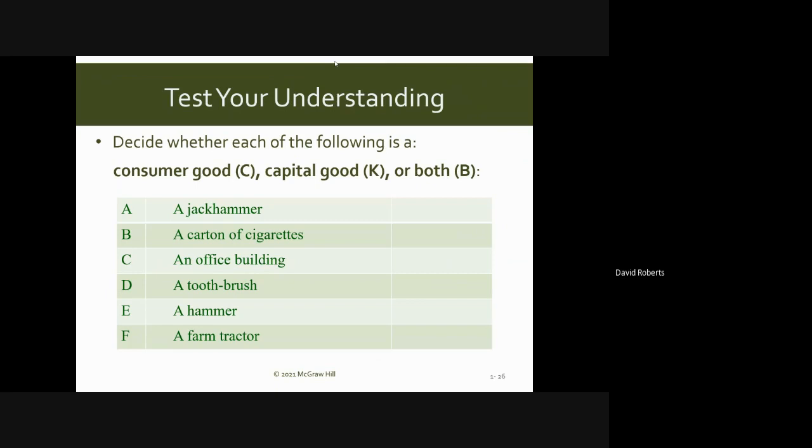And again, you can pause the recording if you want to have a moment to determine if it's consumer, capital, or both. I think a lot of them are probably fairly straightforward. I don't know anybody who personally owns a jackhammer. Cigarettes are for consumers, etc. E is both, because businesses have hammers, and probably a lot of you at home have hammers. And again, if you want some reference, I will refer you to the textbook, or once again, talk to your econ instructor.